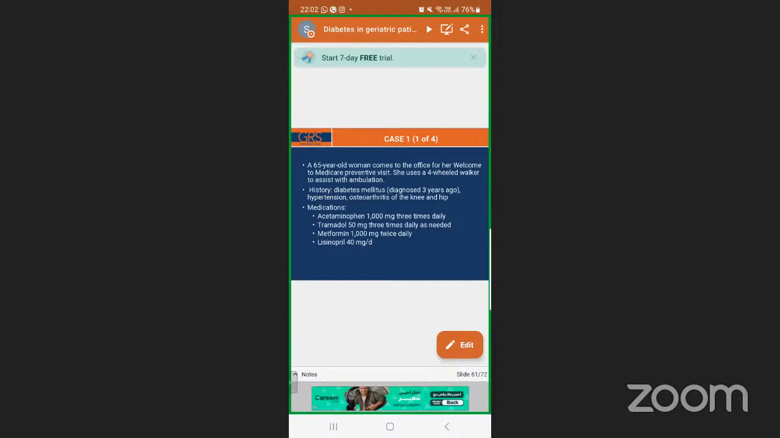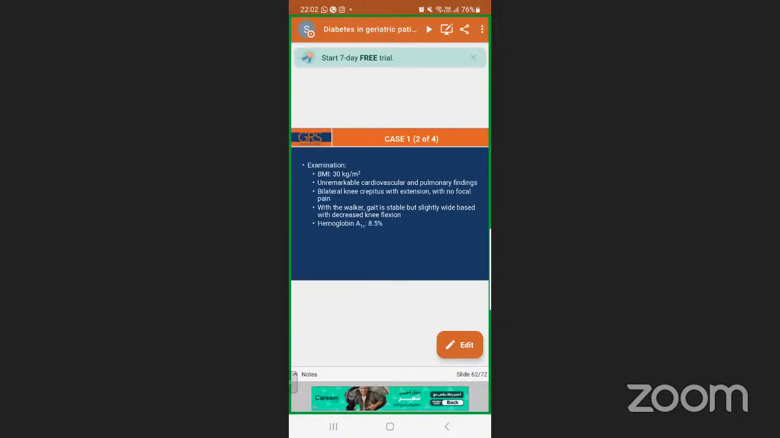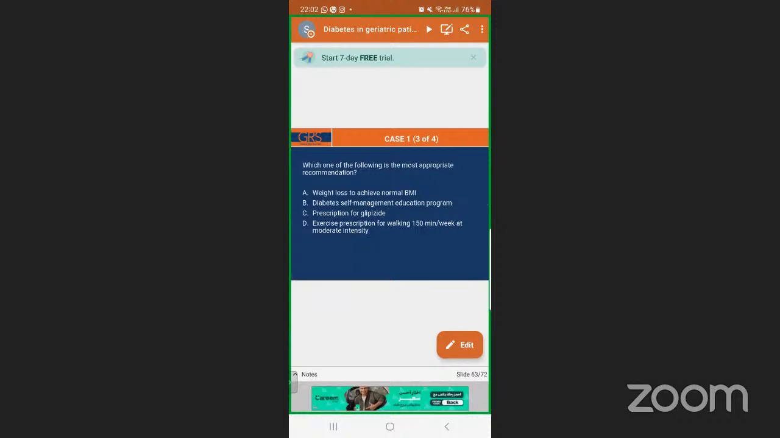Her medications include acetaminophen 3 times daily, tramadol 3 times daily as needed, metformin 1,000 milligram twice daily, and lisinopril 40 milligram per day. On examination, BMI 30 kilogram per meter square, unremarkable cardiovascular and pulmonary findings, bilateral knee crepitus with extension with no focal pain. With the walker, gait is stable but slightly wide-based with decreased knee flexion. Hemoglobin A1C is 8.5%. Which of the following is the most appropriate recommendation?